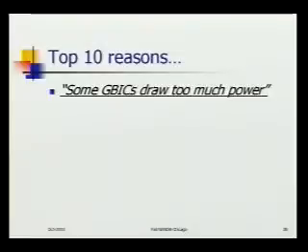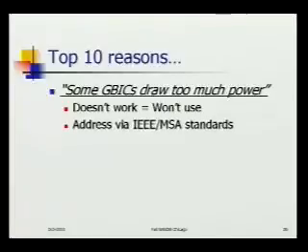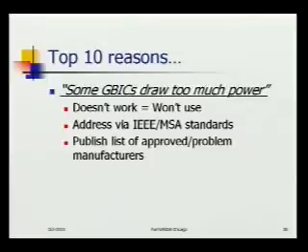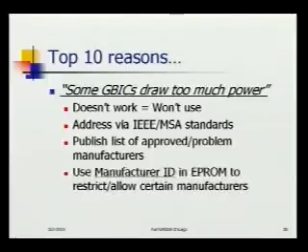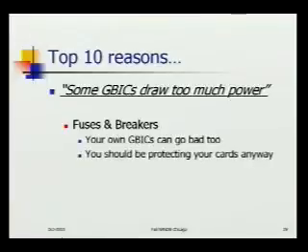Another reason, some GBICs draw too much power. Well, again, if it doesn't work, people won't use it. Again, address it via the IEEE MSA standards, or publish a list of approved or problem manufacturers, or again, use the manufacturer ID to disable or allow. Also, there's such a thing as fuses or breakers, and the manufacturer's GBICs can go bad too, so they should likely be protecting their cards anyway.